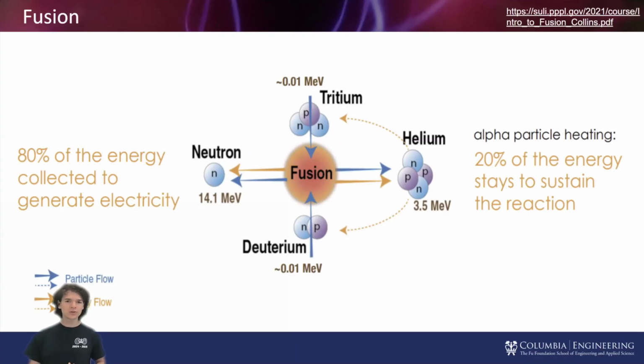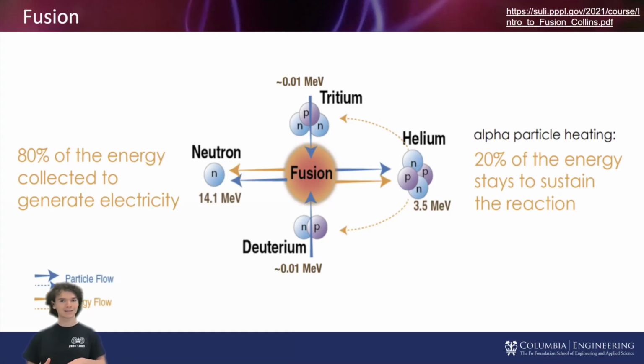And when we do a fusion process with deuterium and tritium, and we have these two atoms fused, we get out an alpha particle or a helium particle, which is two protons and two neutrons. Again, there are no electrons involved here. And then we get a neutron that comes out. And the helium particle has 20% of the kinetic energy from this interaction.